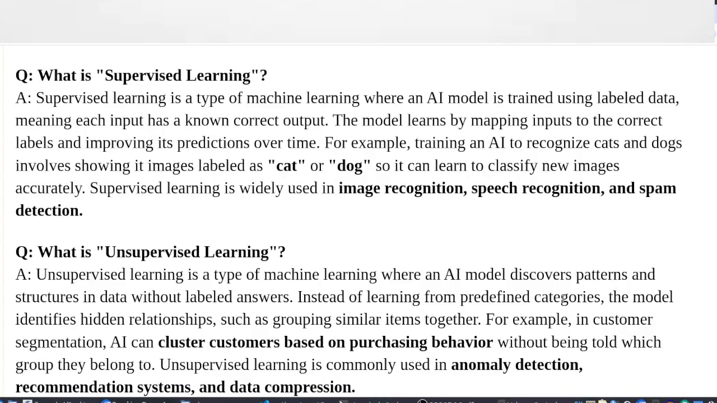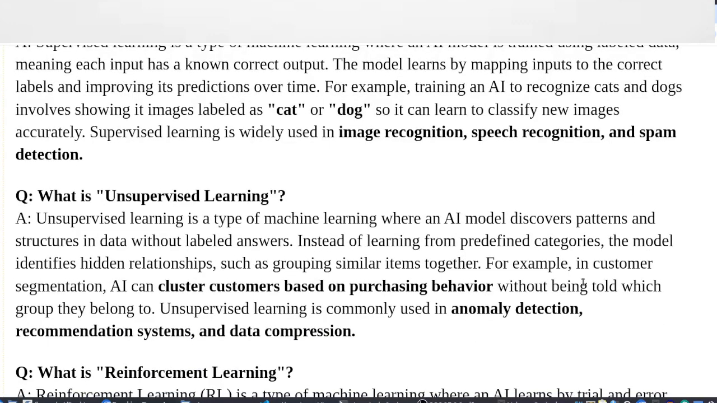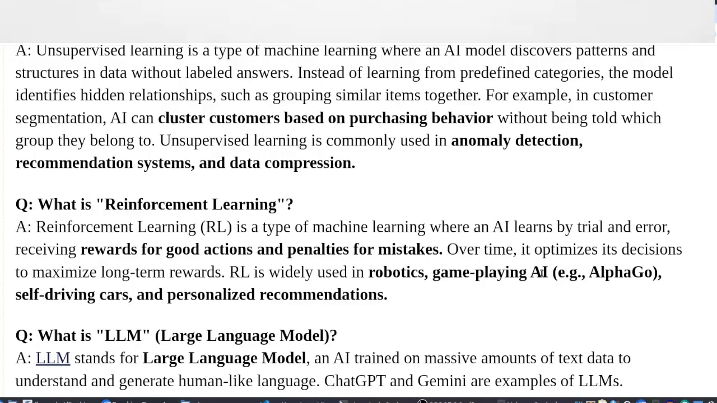What is unsupervised learning? Unsupervised learning is a type of machine learning where an AI model discovers patterns and structures in data without labeled answers. Instead of learning from predefined categories, the model identifies hidden relationships, such as grouping similar items together. For example, in customer segmentation, AI can cluster customers based on purchasing behavior without being told which group they belong to. Unsupervised learning is commonly used in anomaly detection, recommendation systems, and data compression. So in unsupervised learning, we need not specify the labels. It will find the patterns automatically. What is reinforcement learning?